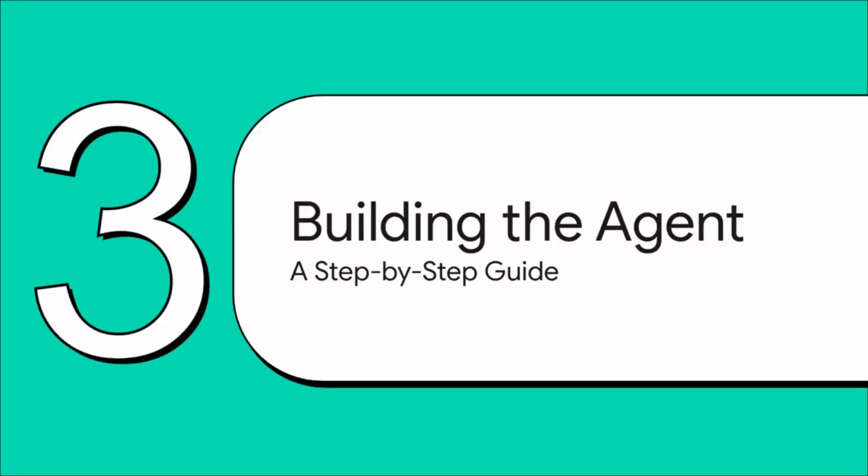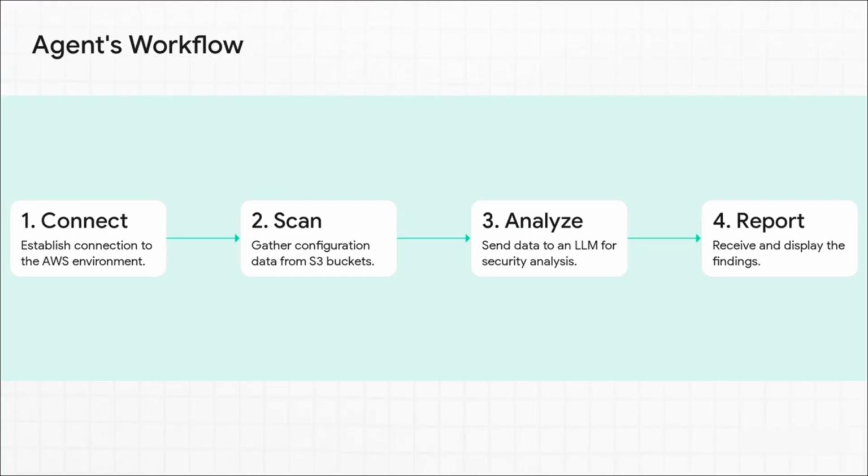Okay, time to get our hands dirty. Let's pull back the curtain and see exactly how one of these agents is put together. We're going to walk through the code step by step to see what makes this AI analyst tick. The whole workflow is actually super straightforward. You can break it down into 4 simple steps. Step 1, connect to AWS. Step 2, scan the resources. In this case, we'll look at S3 buckets. Step 3, send that info to the AI for analysis. And 4, get back a simple, easy-to-read report.